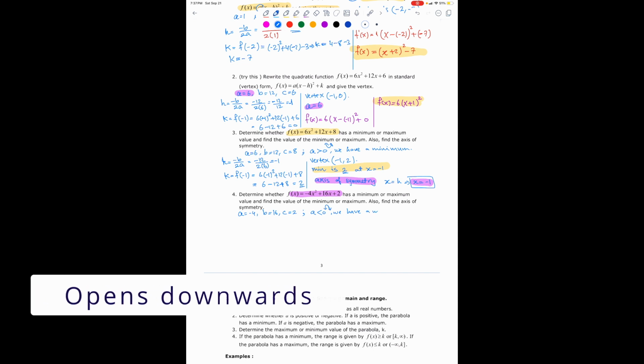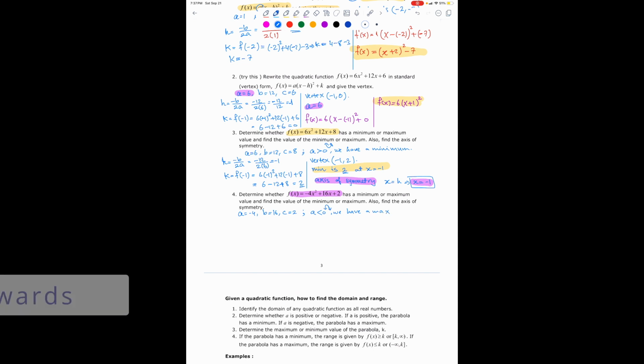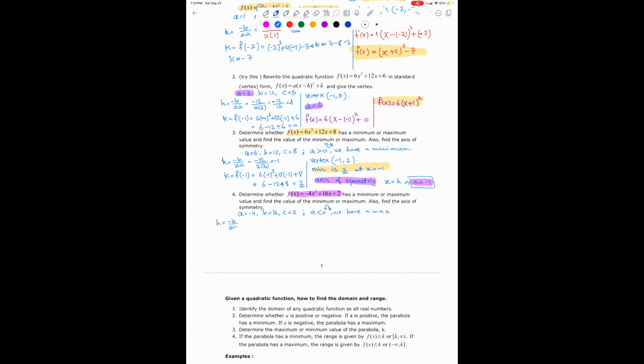Since a is less than 0, the parabola opens downwards in this case, so we have a maximum. So in order to find the maximum, we need to find the vertex. So we're going to find h. h is equal to negative b over 2a, which is negative 16 over 2 times negative 4, and that is negative 16 over negative 8, which is equal to positive 2. Now, in order to find k, we're going to plug h back into the function.